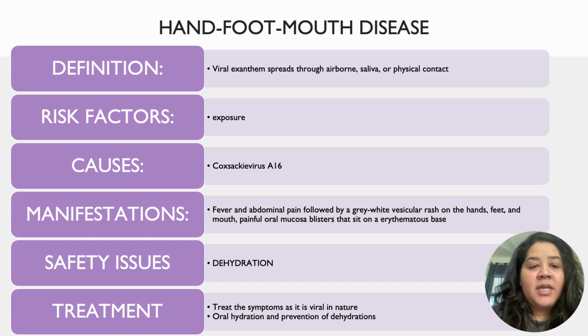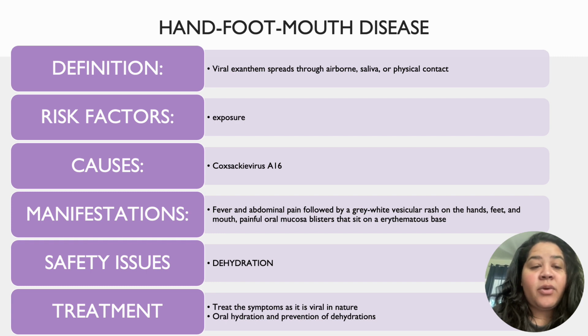Hand, foot, and mouth disease is a viral exanthem that is spread through airborne, saliva, or physical contact, like much of the other exanthems are. The main risk factor is exposure. The cause is the Coxsackie virus A16. And again, you need to know the causative agents of all of these exanthems.